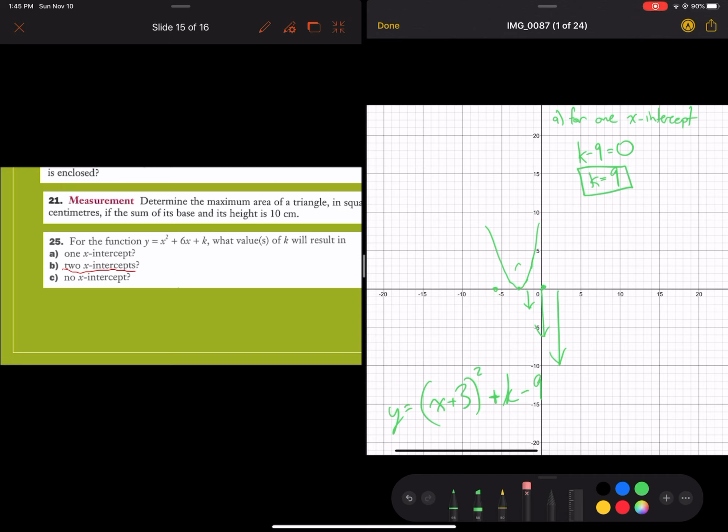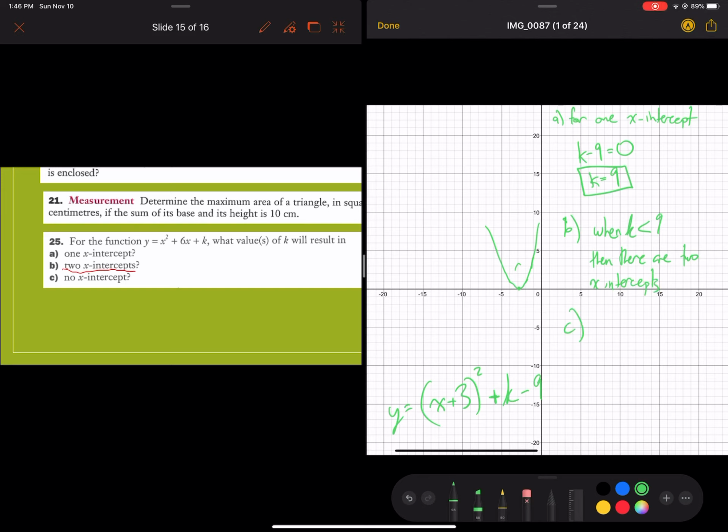How do I do that? Well, basically what that means is k minus 9 has to be negative. When k is 9, it's 0. When k is less than 9, it's going to be negative. So for B, when k is less than 9, not equal, then there are 2 x-intercepts.